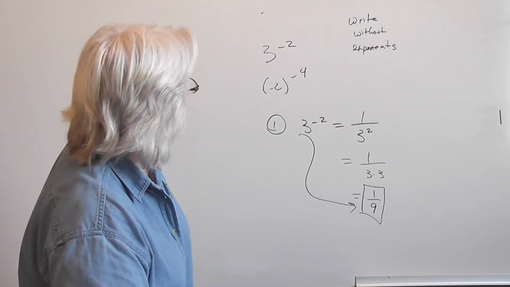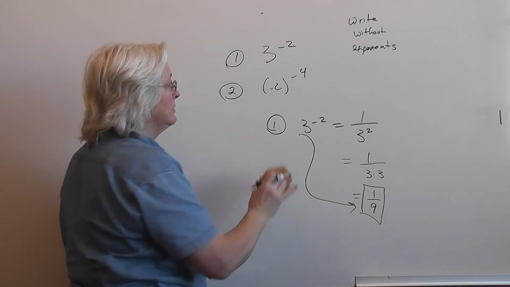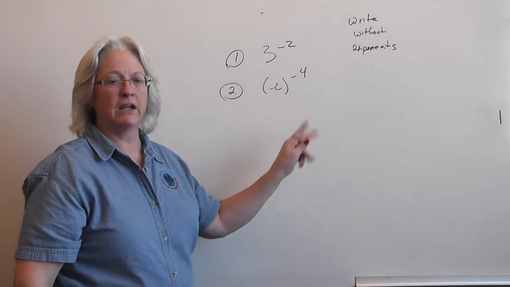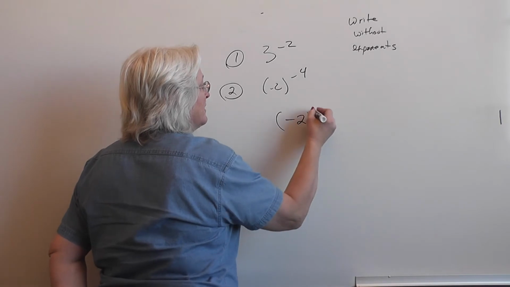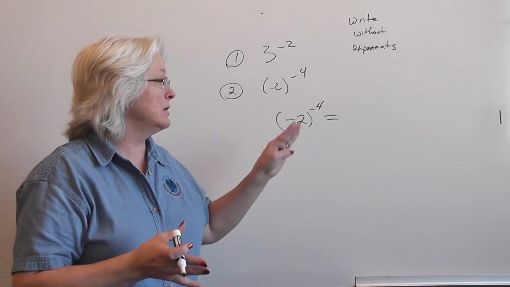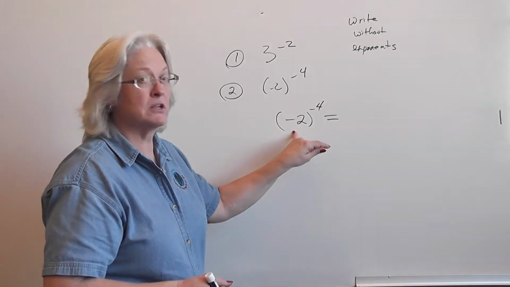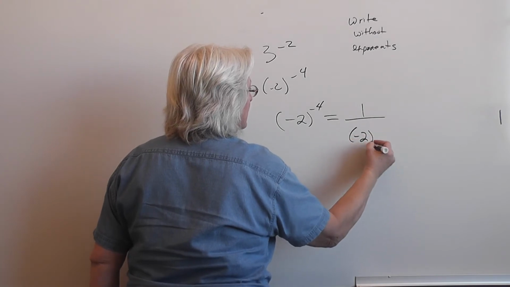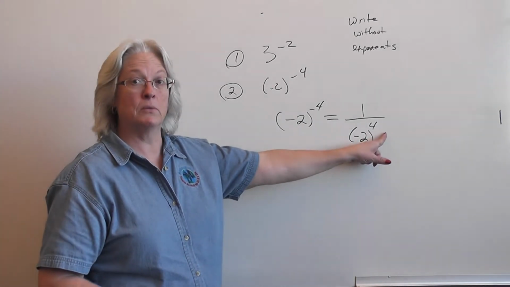Let's do our next example here, which was problem number 2, and we're going to take this expression, negative 2 to the minus 4. Make sure that you keep your parentheses, because it indicates that what we're using as a factor is not 2, but it's the entire negative 2 is the factor. This is in the numerator with a negative exponent. We're going to move that entire exponential expression to the denominator, and the exponent becomes positive.